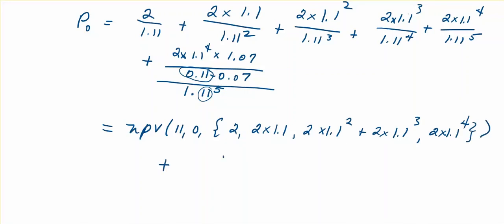Terminal value will be 2 times 1.1 to the 4 times 1.07 divided by 0.04, because that's 0.11 minus 0.07, and I get a terminal value of 78.32935. But remember that is our projection of the price in 5 years, so we have to discount it.